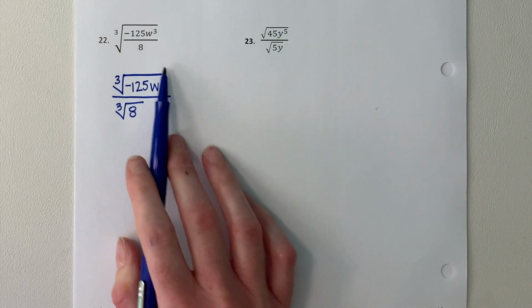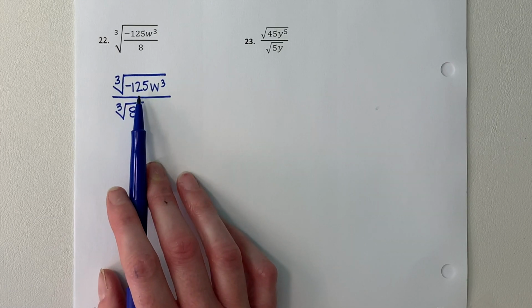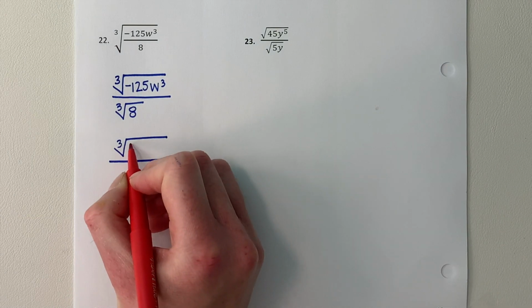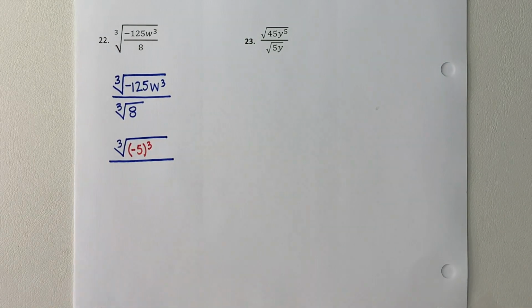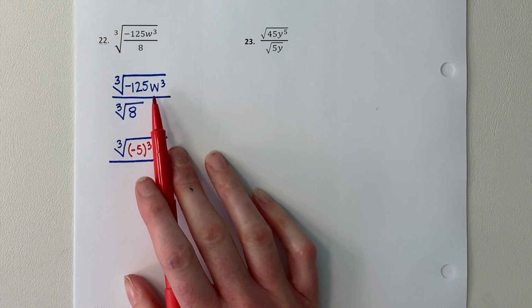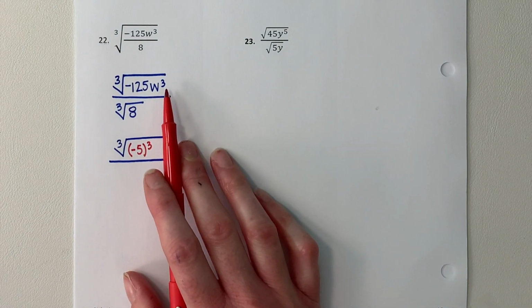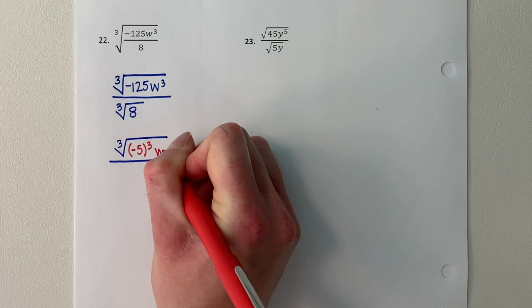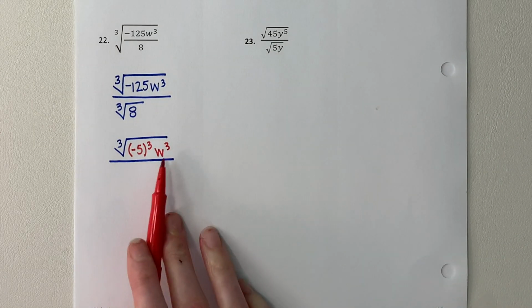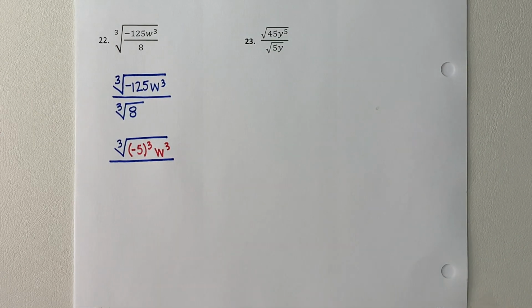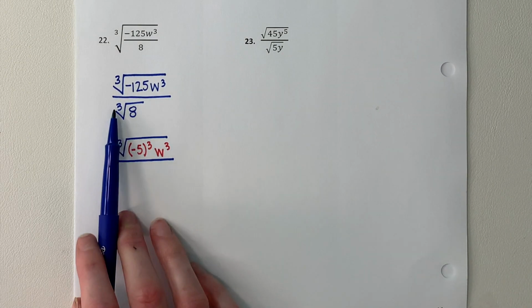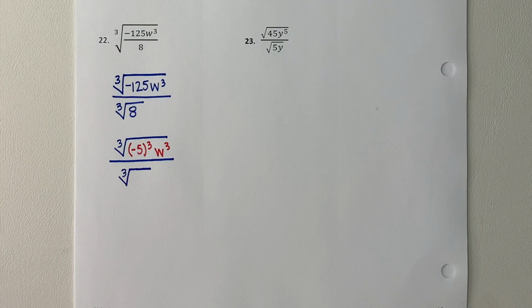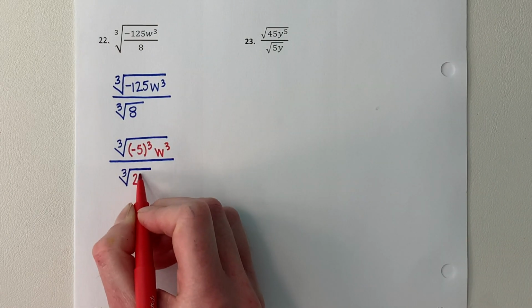If we look at the numerator here, is negative 125 a perfect cube? It is. We can rewrite negative 125 as negative 5 cubed. Then let's look at the variable, and let's ask ourselves, is w cubed a perfect cube? Yes, it is. And in fact, w cubed is already written as some quantity cubed. So we'll leave it as is, but we'll put it in red since it's a perfect cube. Then if we look at the denominator, first we ask ourselves, is 8 a perfect cube? And it is. We can rewrite 8 as 2 cubed.